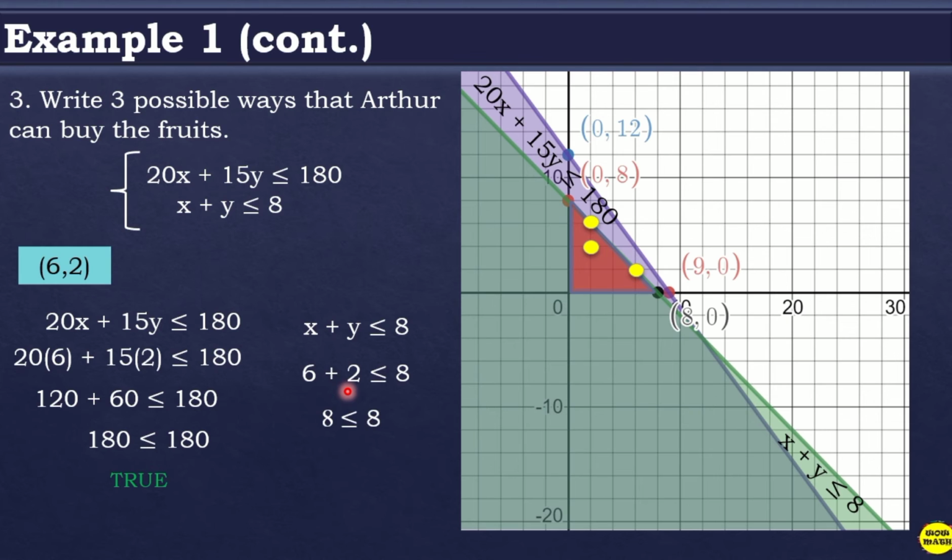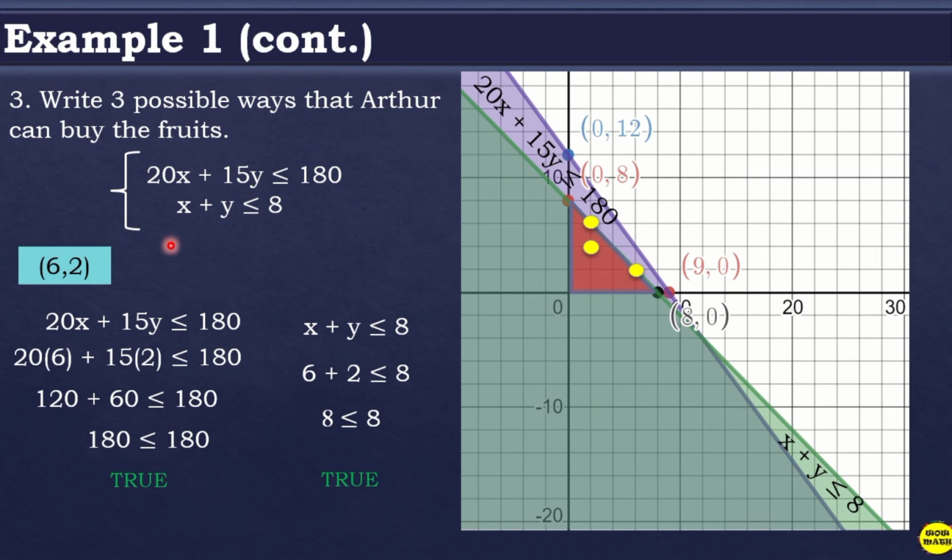And then another, substitute rin natin si 6 at 2 dyan. So, you will have 8 is less than or equal to 8. So, that is also true. So, ibig sabihin, kung hihingian ka ng 3, kuha ka lang ng 3 points dyan. So, sabi ko nga, kapag naka-graph, mas madali mong makita yung solutions.